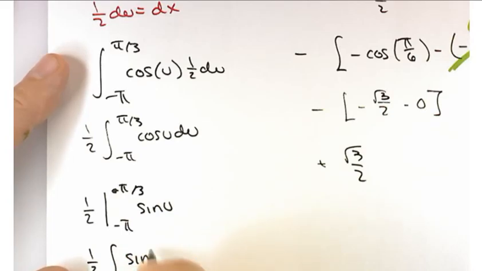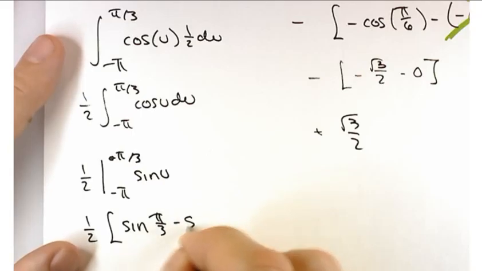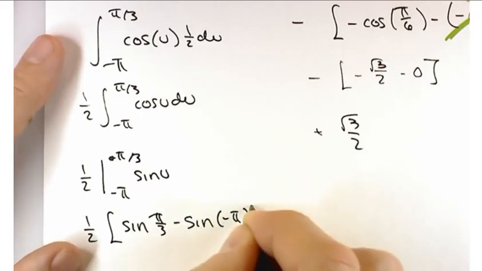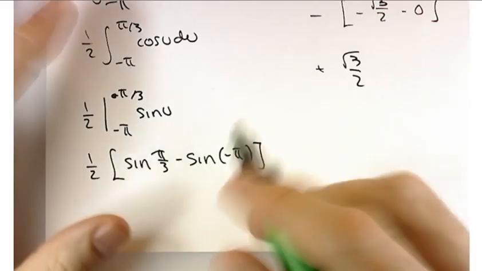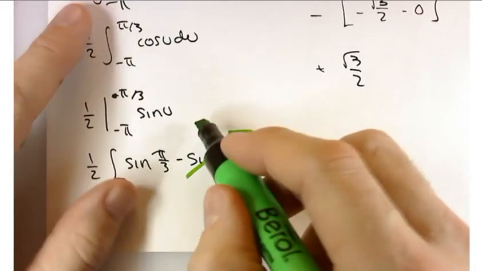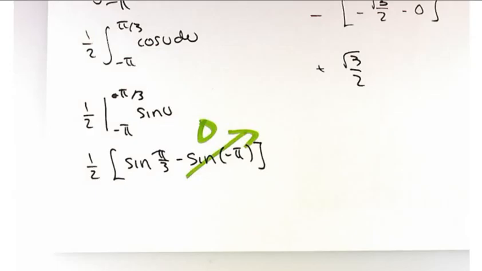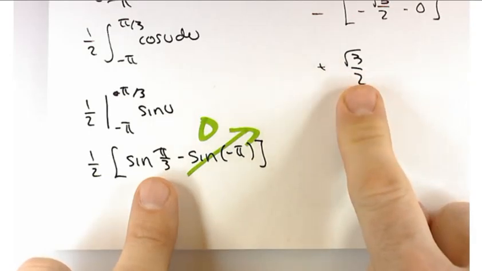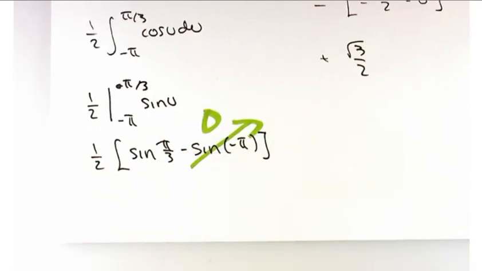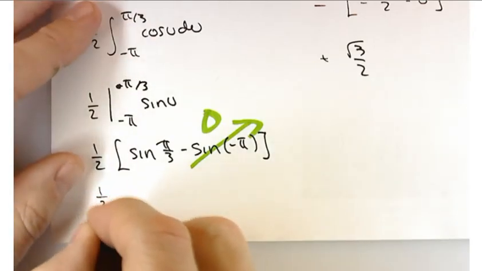One half sine of pi over 3 minus sine of negative pi. Well, again, we get kind of lucky with one of these terms. Sine of pi or sine of negative pi, both are going to be 0. So get rid of that one. The other one we have to work with is the sine of pi over 3. You can play the same game that we did here, and realize that sine of pi over 3 is going to be root 3 over 2 again.